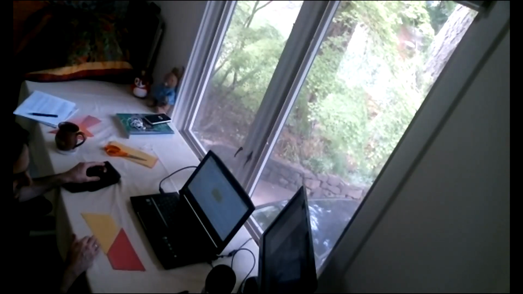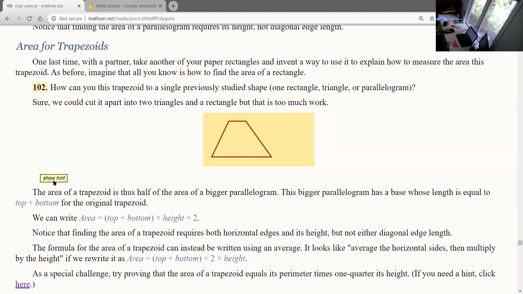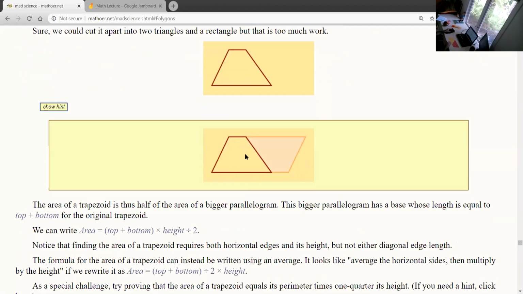Now I've made a parallelogram out of my trapezoid. I could do it the other way too. So back to the screen, because for a lot of you it's easier to see on the screen. So I photocopied my trapezoid, twisted it around, and then put it there. And now I have a parallelogram. Everyone okay with that? Yeah.